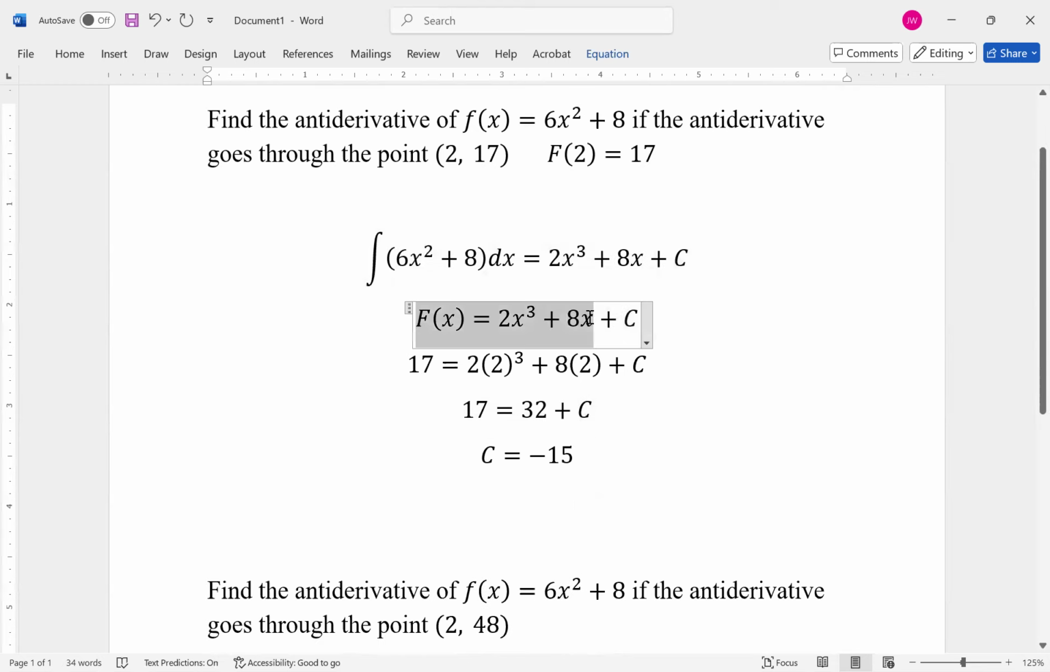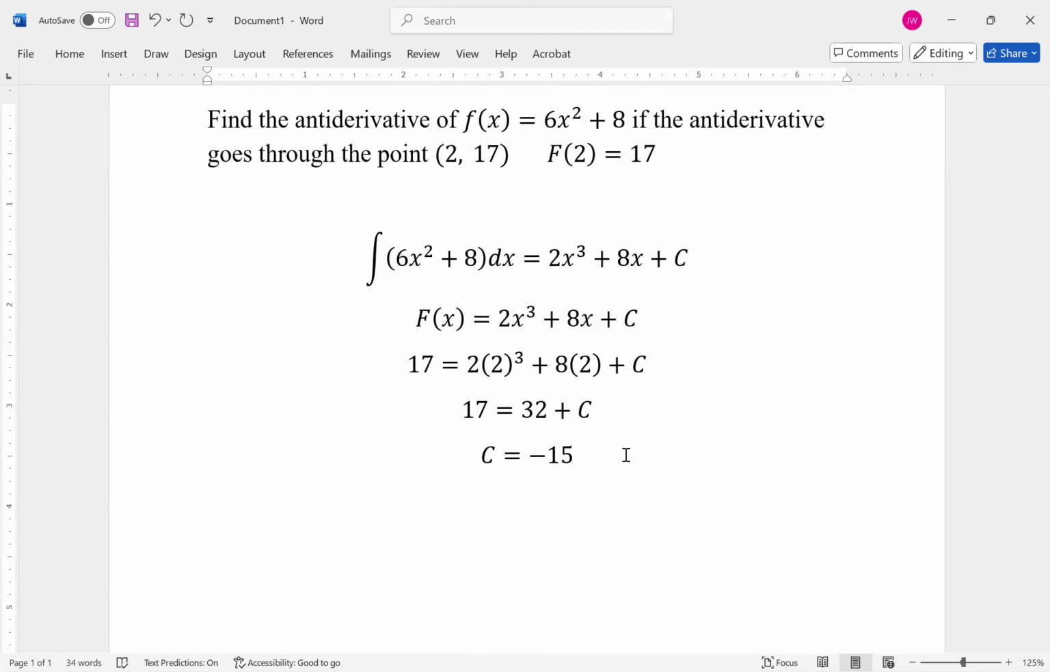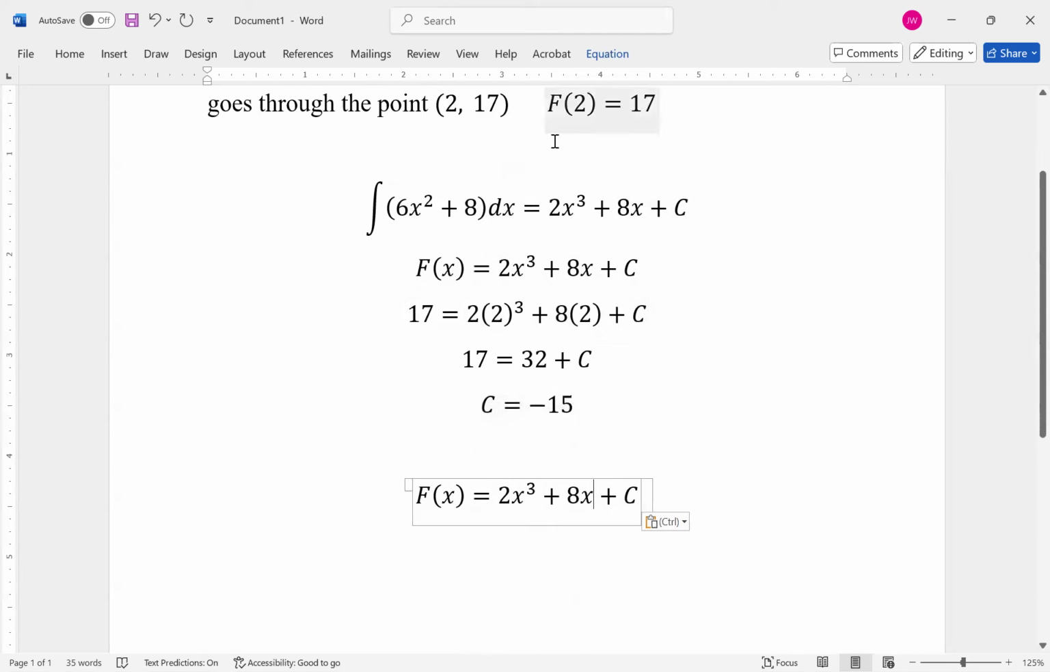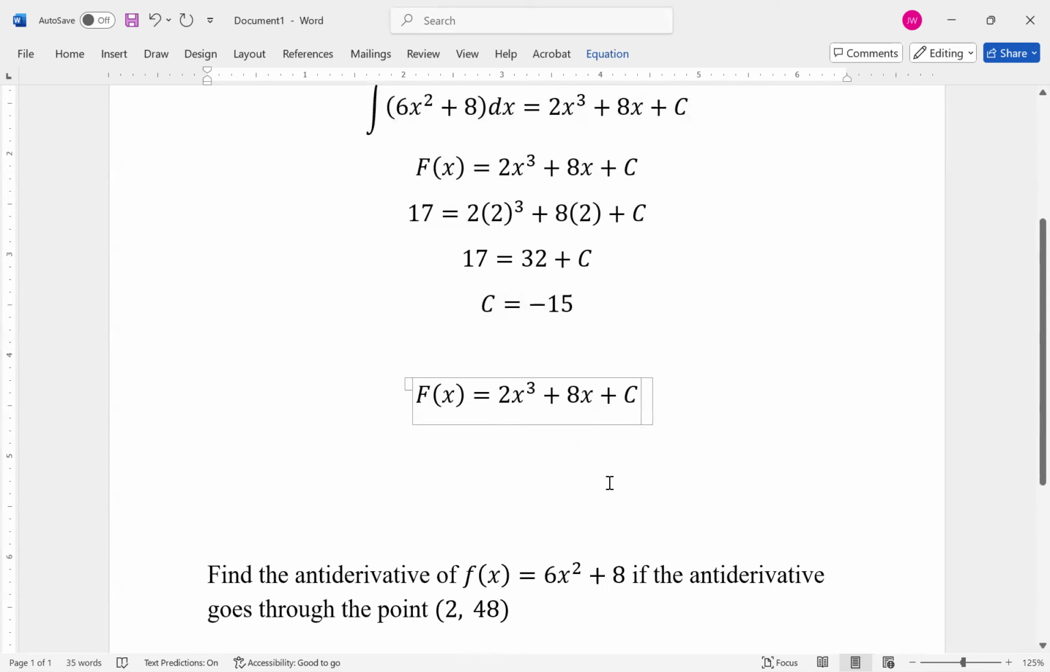So what I get is that my final answer, because it asked me for the actual antiderivative, the one that's going through the point (2, 17), is actually the antiderivative capital F of x equal to 2x to the third plus 8x minus 15, or plus negative 15. And so that's the specific antiderivative that I want.